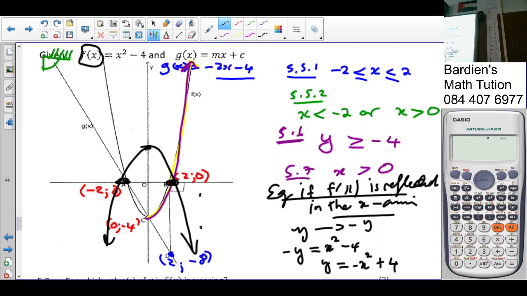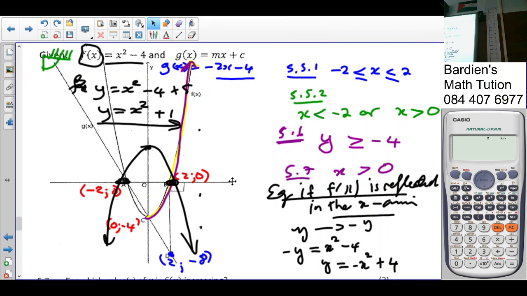When we tell you the graph of f is shifted 5 units up, then it becomes y is equal to x squared minus 4 plus 5, which is x squared plus 1. You all agree with that? Yeah. What else can I ask you?